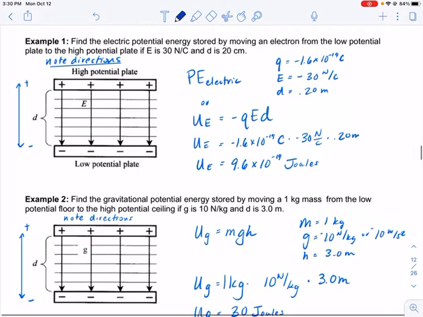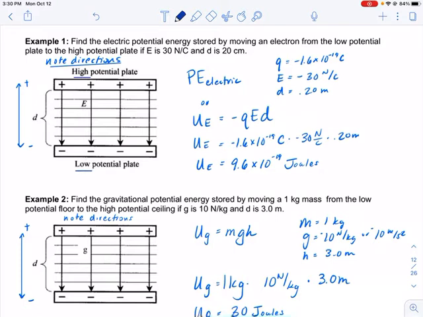Okay, so let's try an example. Find the electric potential energy stored by moving an electron from the low potential plate to the high potential plate if E is 30 newtons per coulomb and D is 20 centimeters. So in this scenario, a couple of things to note. First of all, the positive plate is always the plate of high potential, and the negative plate is always defined as the plate of low potential.